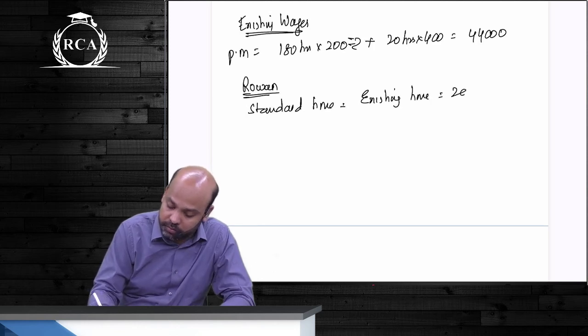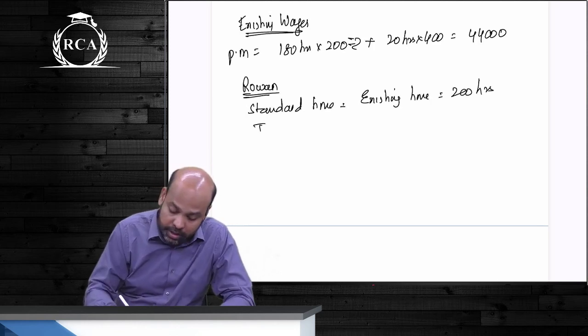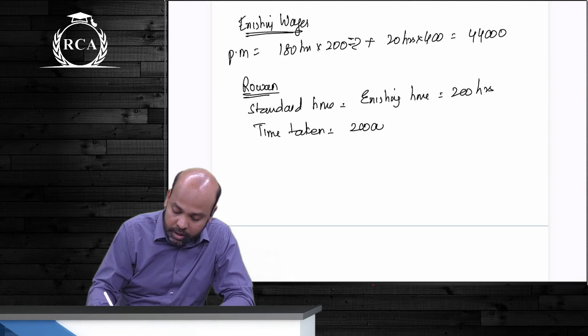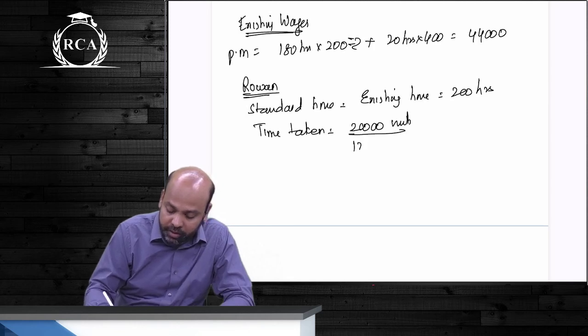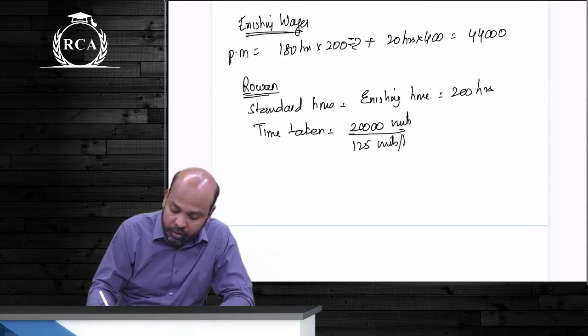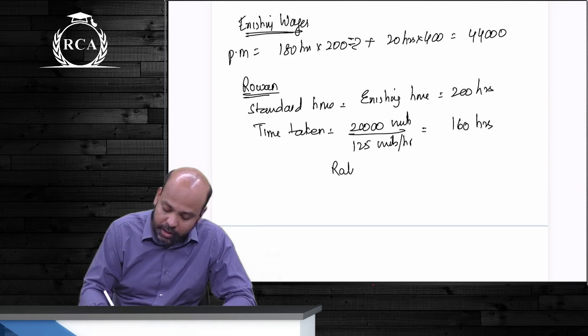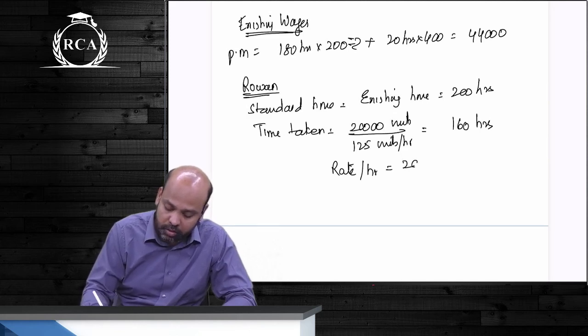200 hours. Correct? Time taken will be, how many units do we have to produce? 20,000 units, and our productivity has increased to 125 units per hour. So that will become 100, and rate per hour we will take the old one. What was the old basic wage rate per hour?